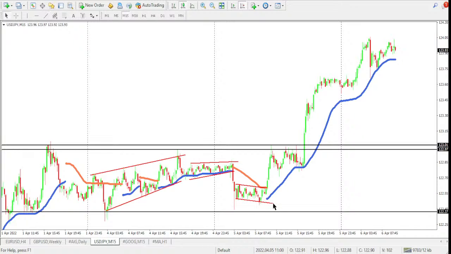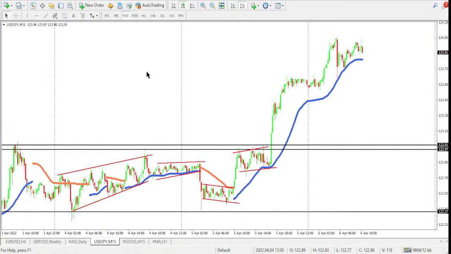We have another one there, and then we have another one there, and then we have another one there, and then we have another shape at the top. This is currently unfolding, so it is of interest.